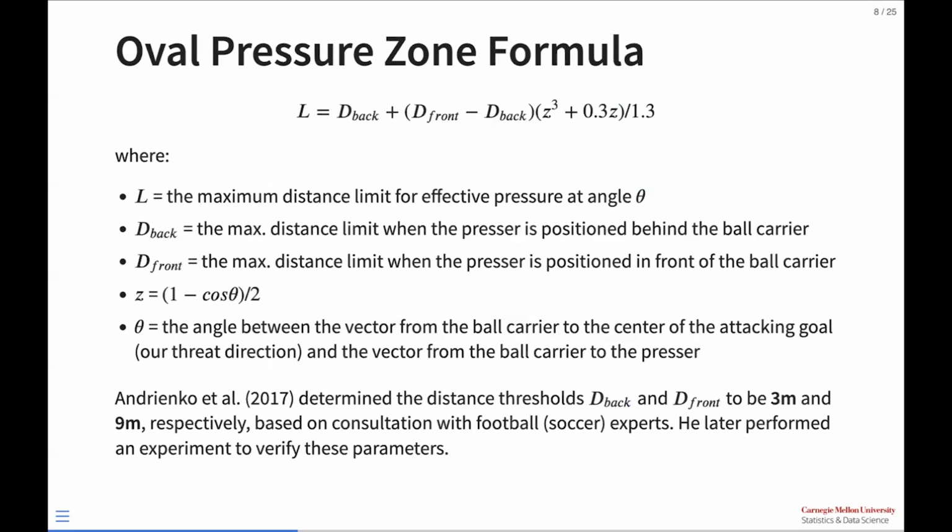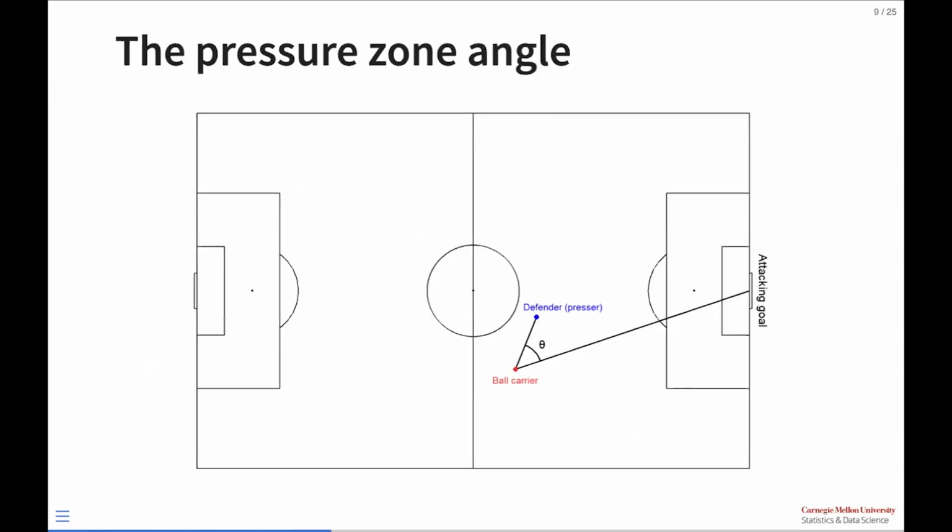L equals D back plus D front minus D back, times z cubed plus 0.3 z, over 1.3. L is the maximum distance limit that the defender could be to be classified as pressing at an angle. The angle is derived as a line vector from the defender to the player with the ball and from the player with the ball to the attacking direction. This is a picture of what that angle is.